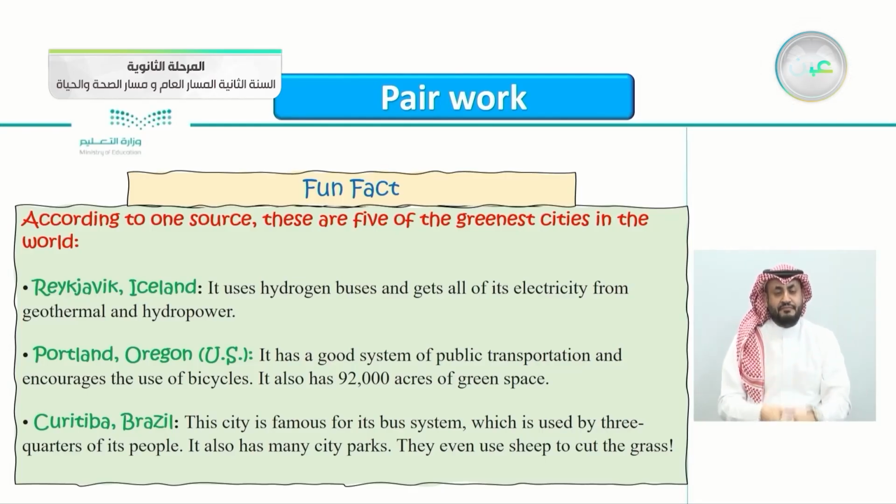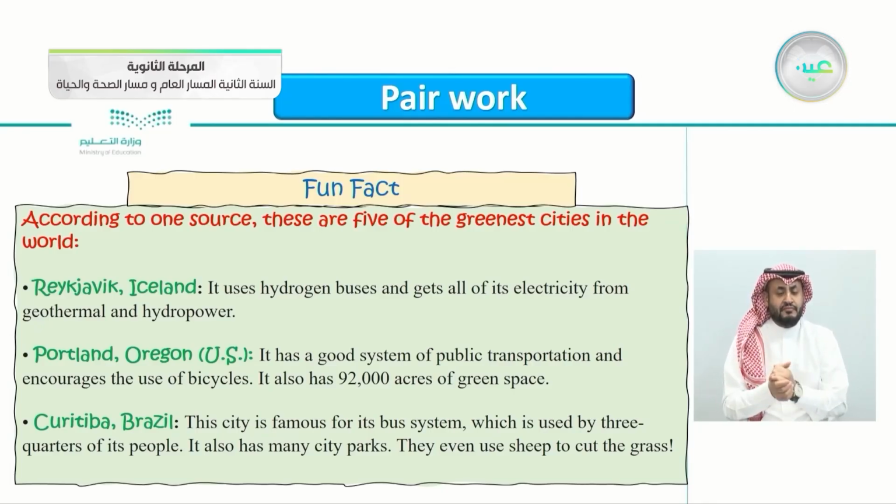Portland, Oregon in the US, it has a good system of public transportation and encourages the use of bicycles. It also has 92,000 acres of green space. Try to use more bicycles to save the environment.